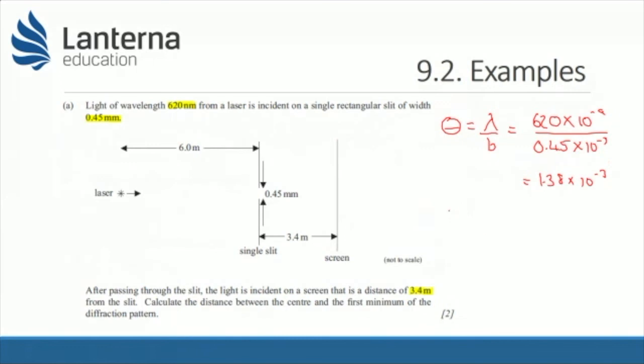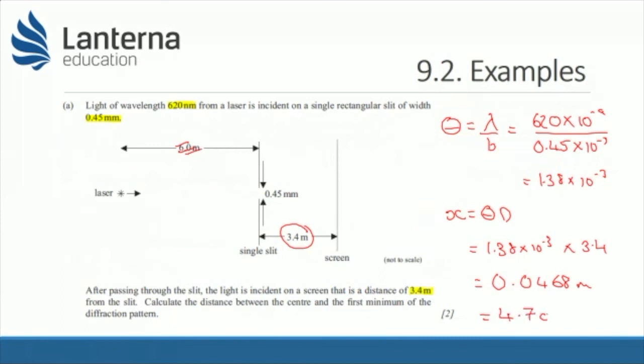Now, we said that the height up along the screen is equal to the angle times the distance. So it's going to be 1.38 times 10 to the minus 3 times the 3.4 meters. We ignore this for now because diffraction only happens along this width. So our final answer here, deep breath, is 0.0468 meters, or let's check our significant figures, 4.7 centimeters.